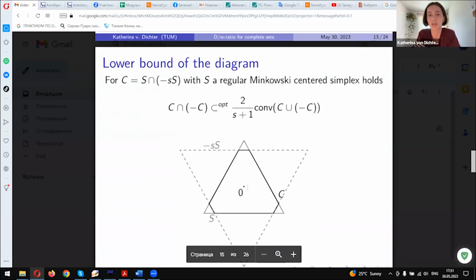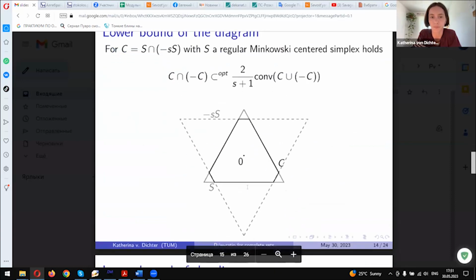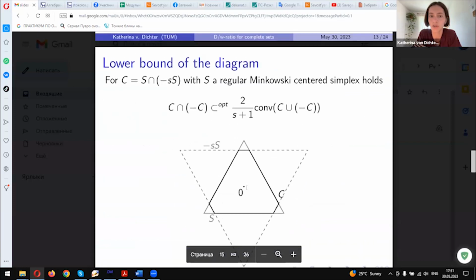Let us take a look at the extreme cases. For the lower bound of the parameter alpha, which is 2 over S plus 1, we consider the set C to be the simplex intersected with minus S times the simplex. Here in the picture you have the two-dimensional case, where you consider it as a triangle.